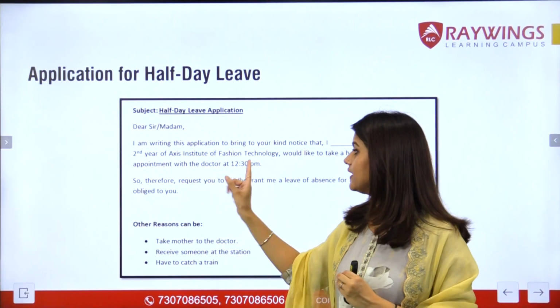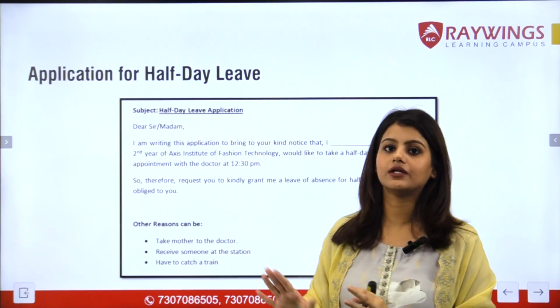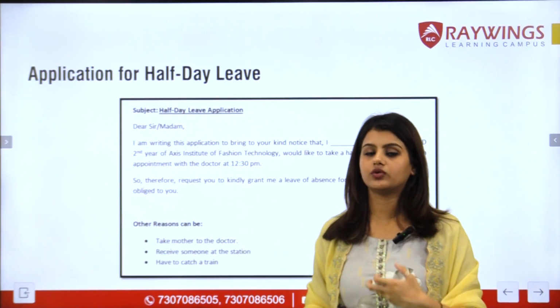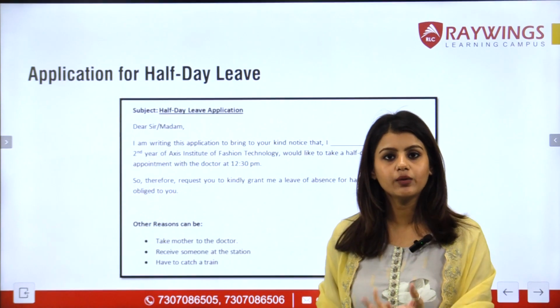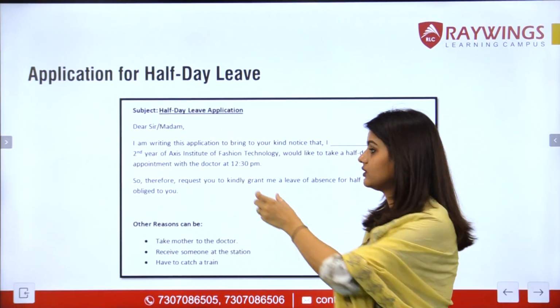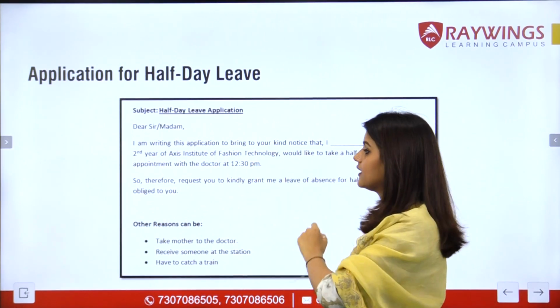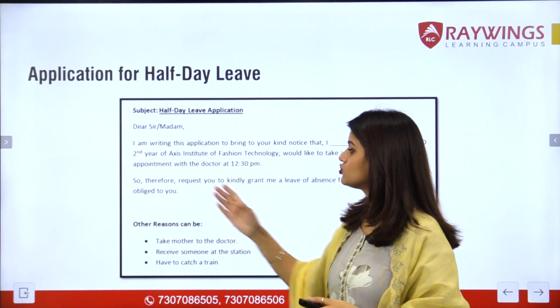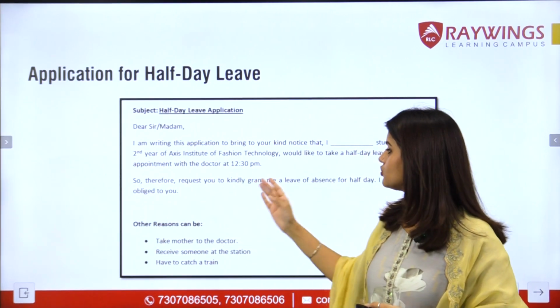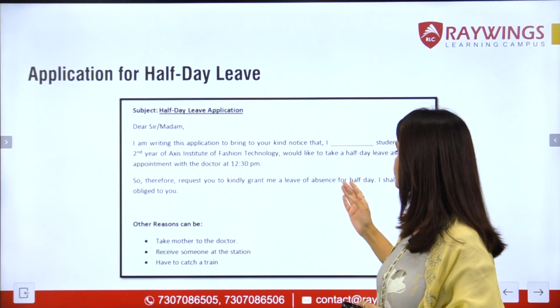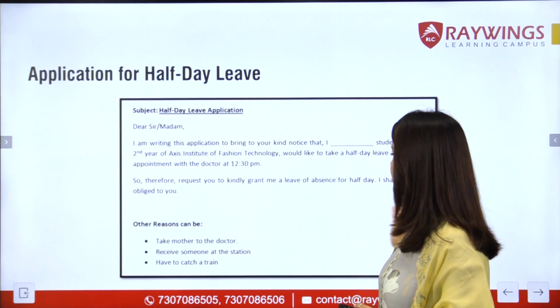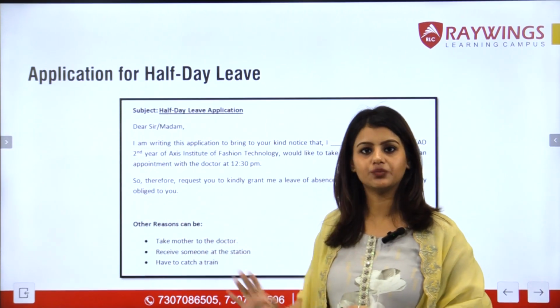So we'll write down that at 12:30 p.m. So suppose you want to take a half day at 12:30 or 1 p.m. or 1:30 p.m., you will write down the exact time. Then in the next line you can write: therefore, I request you to kindly grant me a leave of absence for half day. I shall be highly obliged to you.